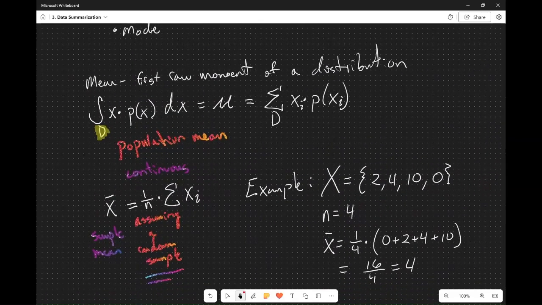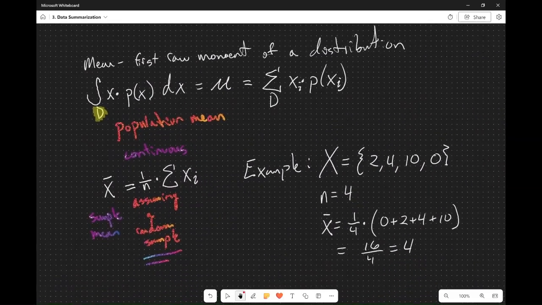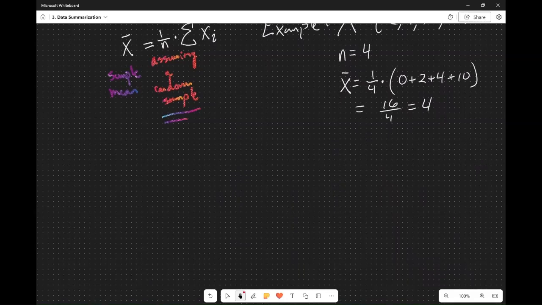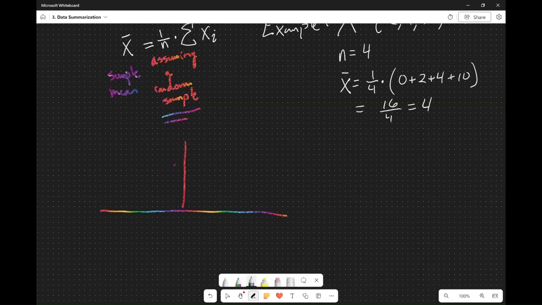All right, the next thing we want to talk about is the median. To find the median, we're going to find the middle of the support of the distribution under the probability density. So what that means is, if I had some distribution, let's draw this out. Let's say I had some distribution. Those are my axes, and my distribution fell something like this.